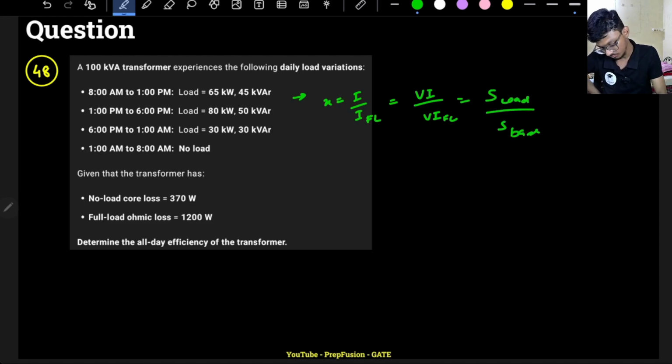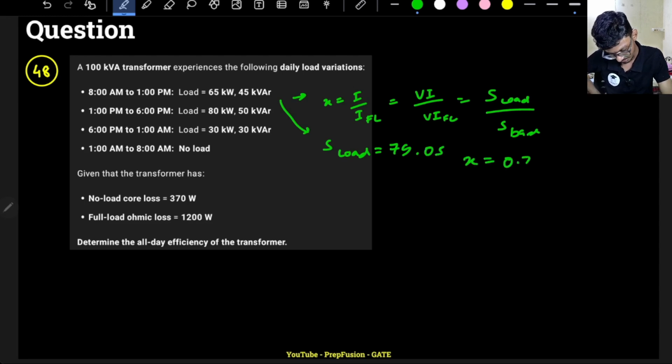Okay. So for this, right, I have to actually find out the x as well. So what will be the x here? So x here will be, first of all I have to find out the S load. What is the apparent power? So apparent power here will be 65 whole square plus 45 whole square whole under root. So it will be 79.05. So from here, what will be my x? X will be basically 0.79. Okay, so x1 is 0.79.